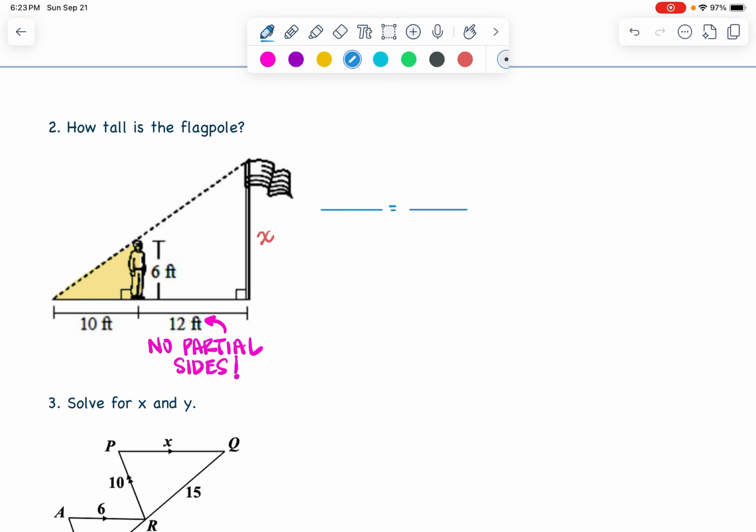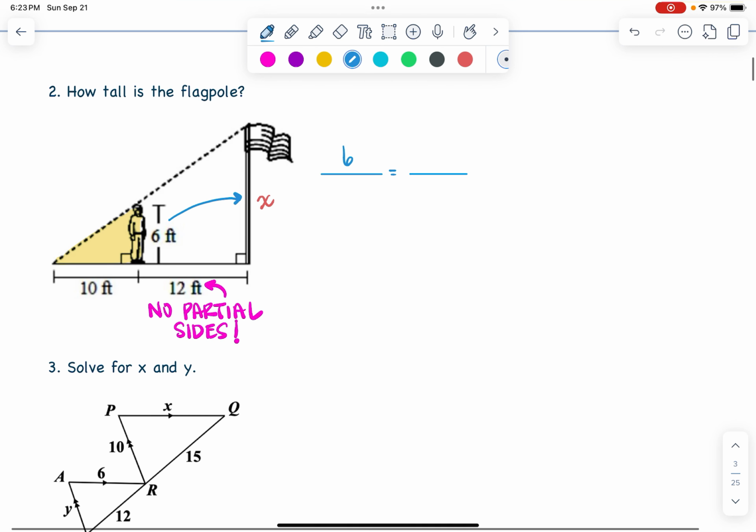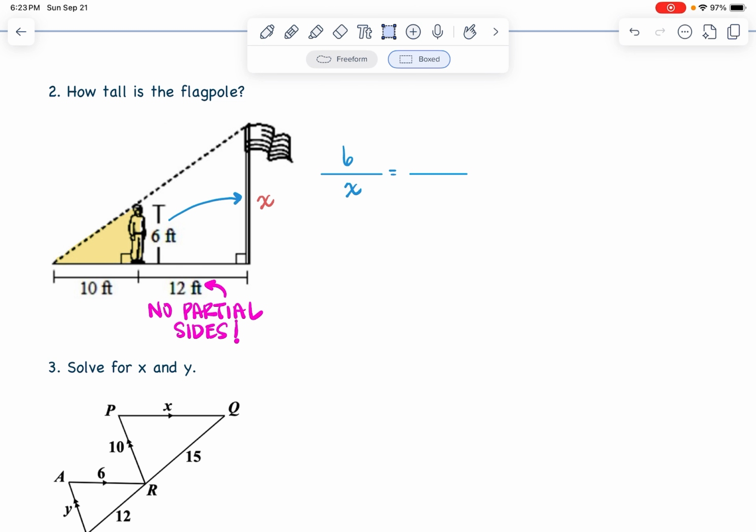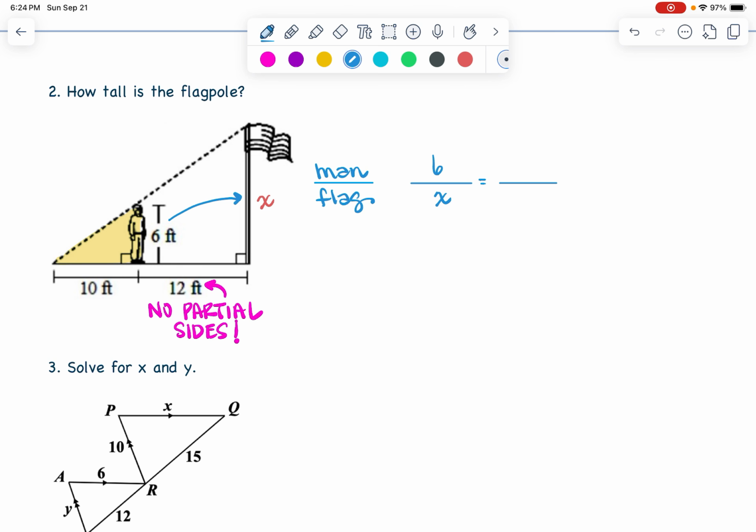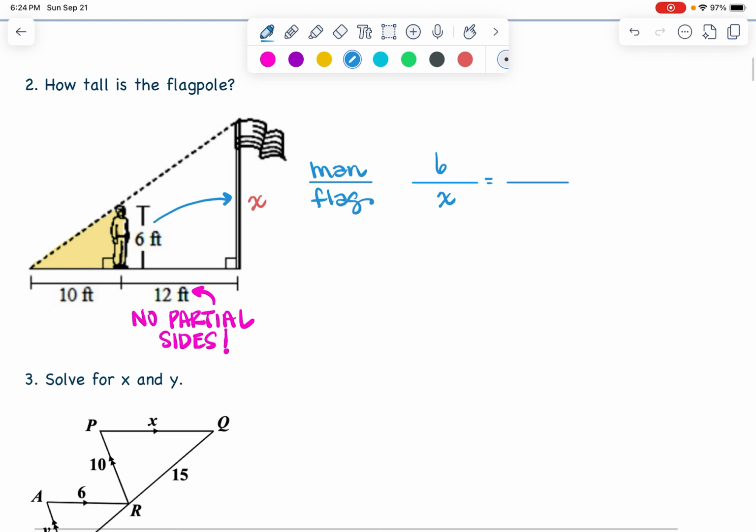I'm going to set this up. I'm going to do height is to height. So I'll start with the man. I'm just going to do 6 is to x. Again, you don't have to set your proportion up the same as I do. As long as our cross products are the same, then we're good. All right, so no partial sides. I'm going to keep track for myself that I'm doing the man information on the top and then the flagpole information on the bottom. Right? So the man's height is 6. The flagpole's height is x, right?